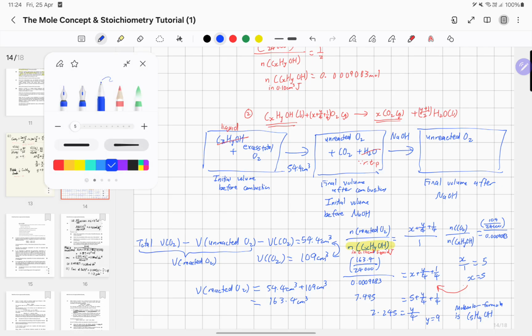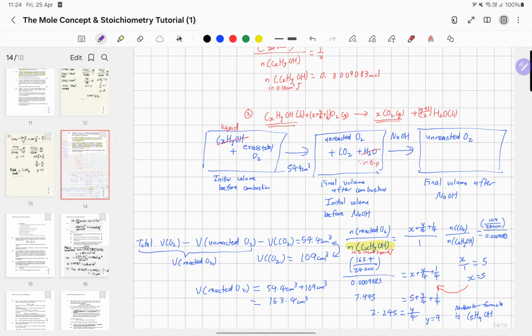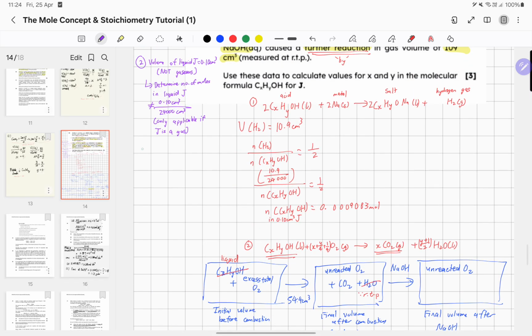Okay, one more thing to take note of in this question is that when you want to divide by the molar volume, because it's in cm cube, notice 1 dm cube equals 1000 cm cube, so therefore if the molar volume is 24 dm cube, it should be 24,000 cm cube.